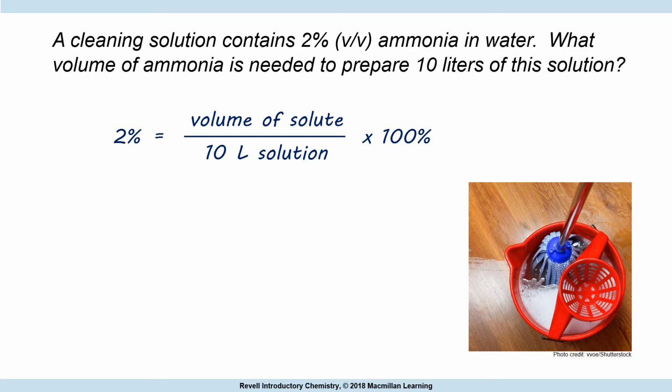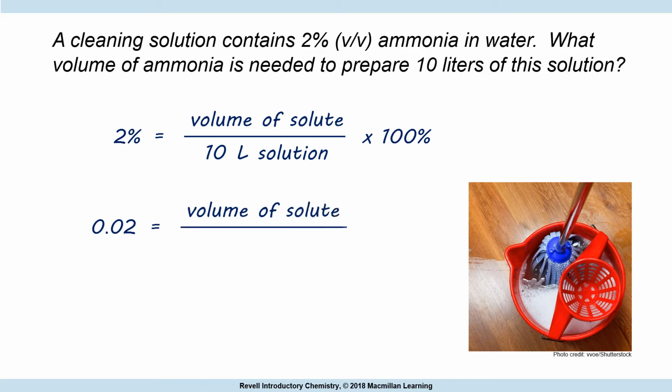We want to know how much ammonia, in this case, per we want to make up 10 liters. So the most important thing is to set up the problem, right? Set up the problem logically. What information do we have? What is the unknown? The volume of the solute is the unknown. We put that in its proper place.